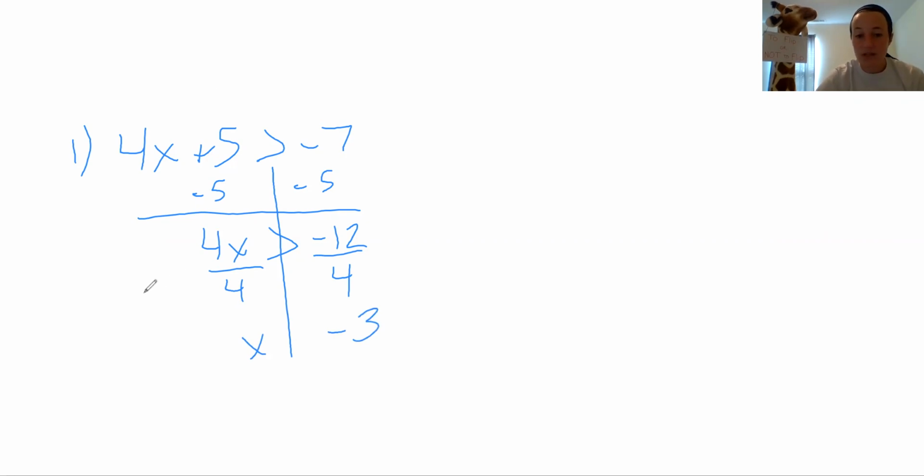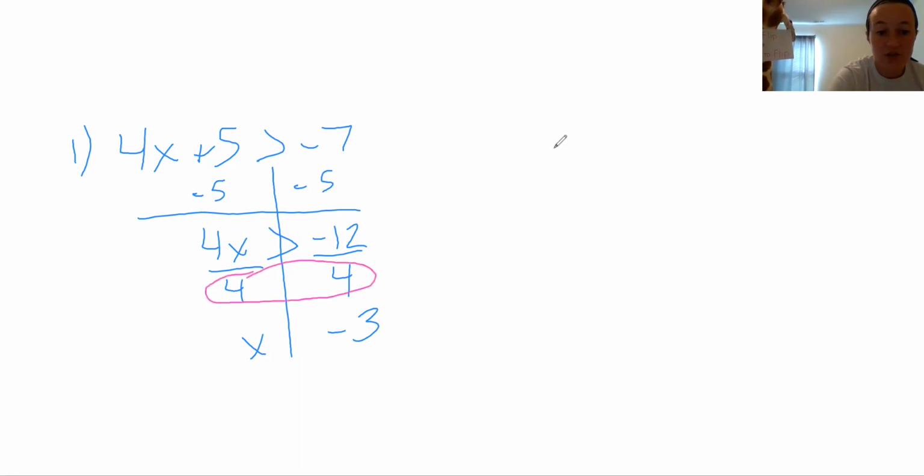Now, did we divide by a negative number? To flip or not to flip? The Giraffe wants to know. We have a negative number, but we didn't divide by a negative. We are only looking at this number, guys. So since this was positive, no flip. X is greater than -3 for my answer.